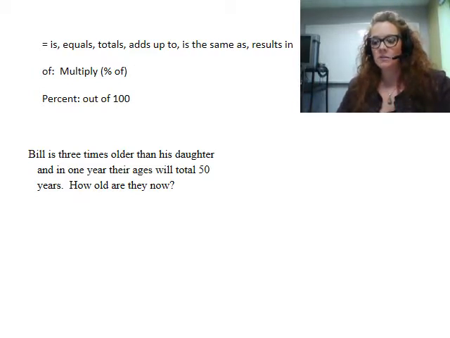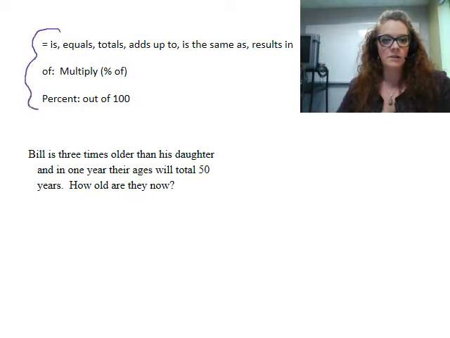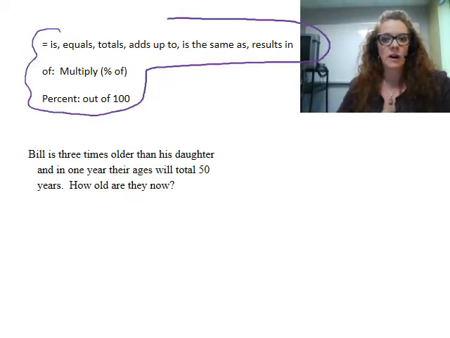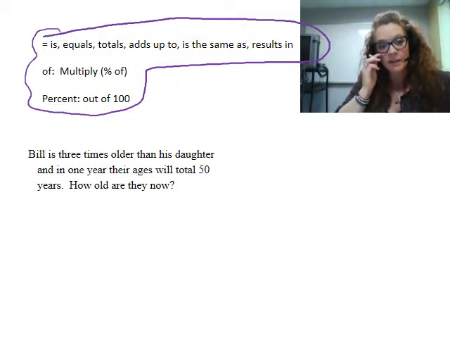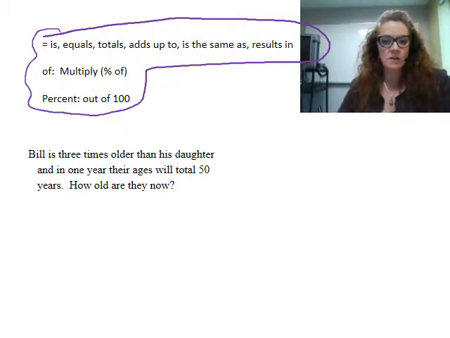When you're reading story problems, you're going to come up with all kinds of words, and you need to know how to put those into the language of math. So we've already talked about the fact that is means equals. There are a lot of other words that could also mean equals. So equals, it totals, it adds up to, is the same as, results in, they all mean equals.